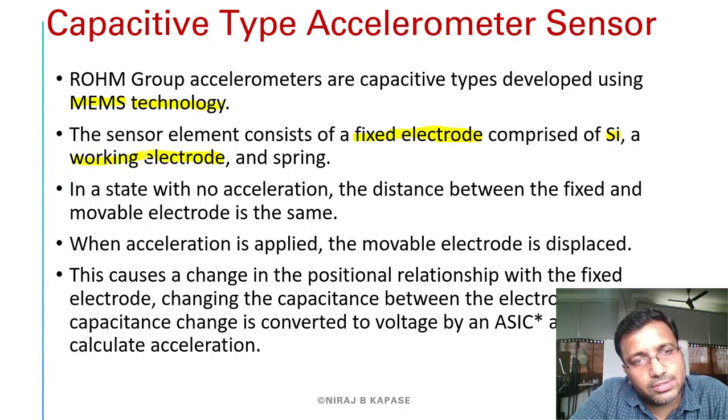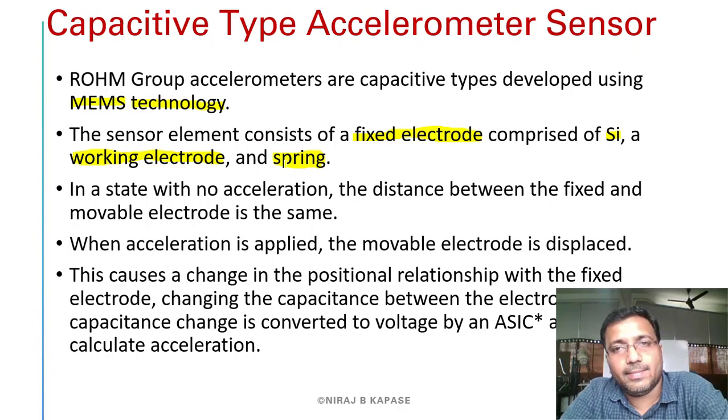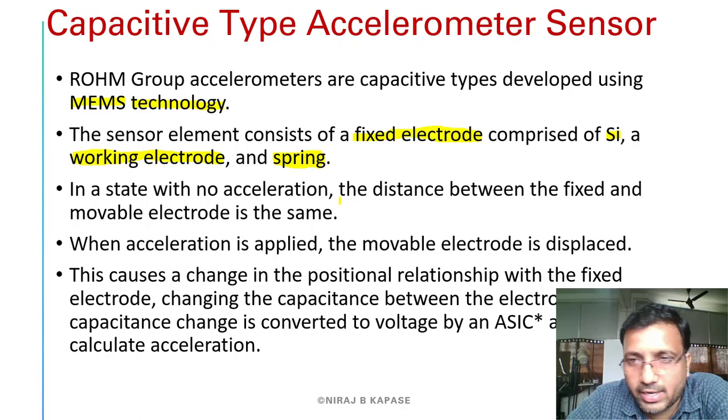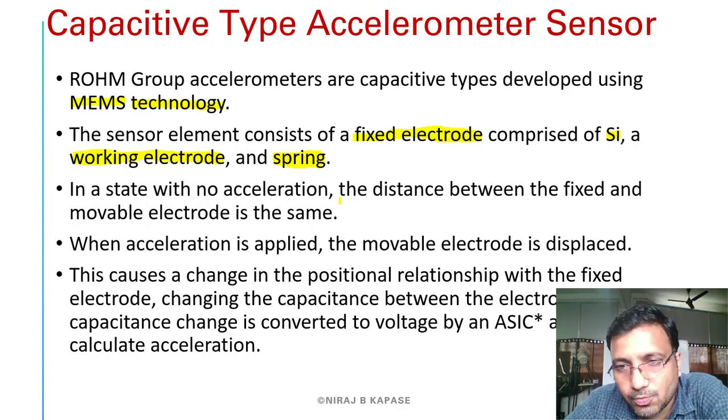So there are two electrodes available, there is a spring available, and one fixed electrode is available. We'll see the structure diagram of the capacitive type of accelerometer. In the state with no acceleration, the distance between the fixed and the movable electrode is the same, so you will get some fixed output at the output side.